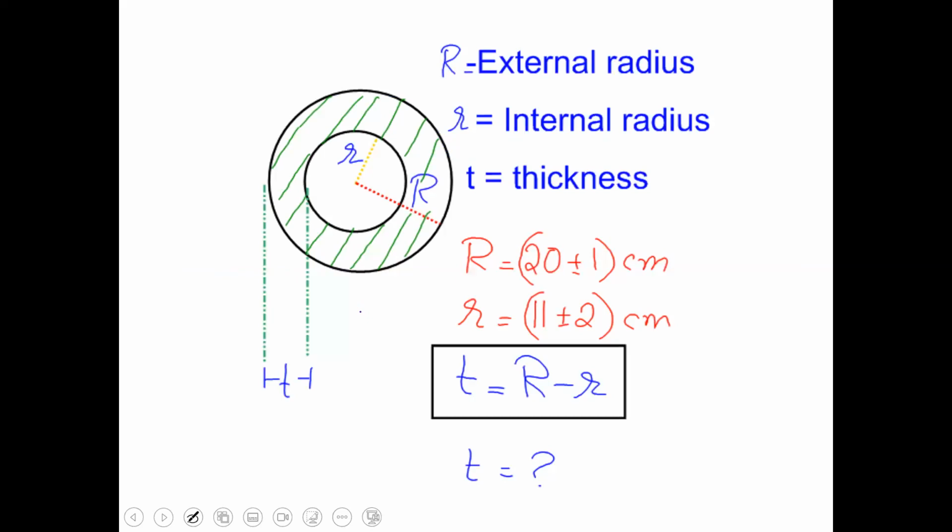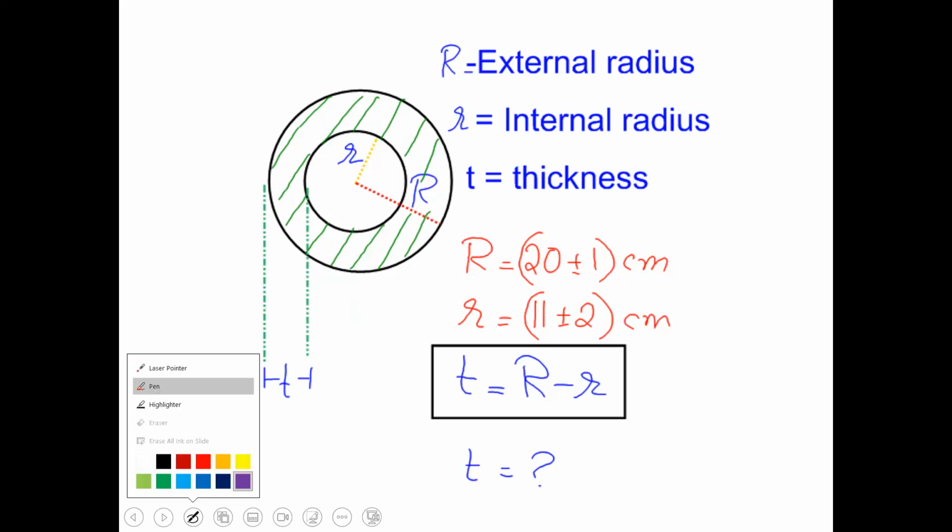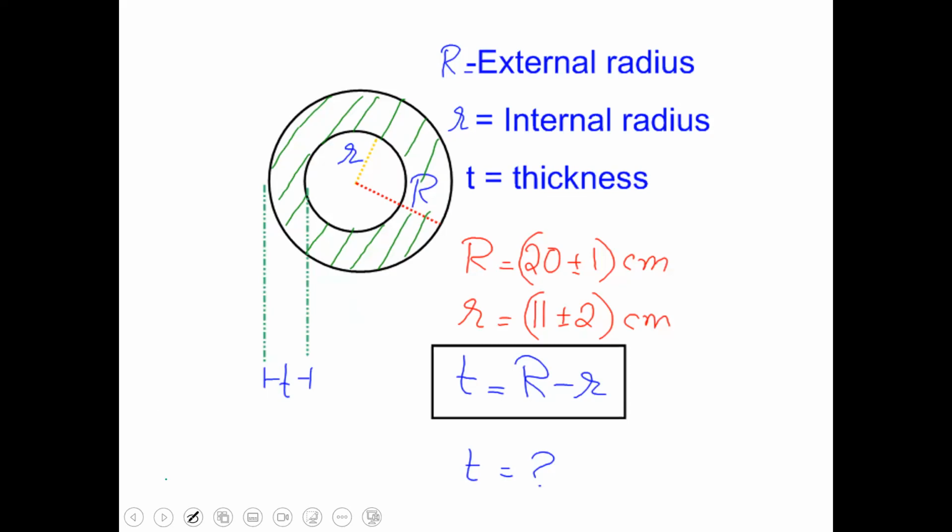I have a ring and it has an external radius, an internal radius, and a thickness. The formula is thickness is equal to capital R minus small r, and we need to find the thickness. So when you solve such a question, the formula says subtraction. Now you have to copy this screen.